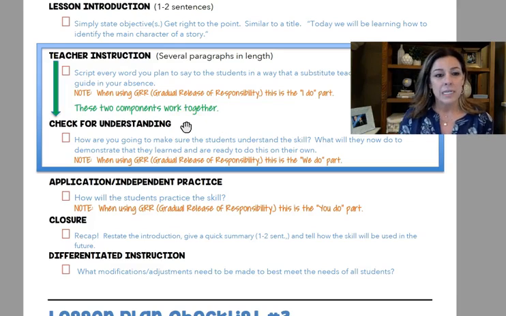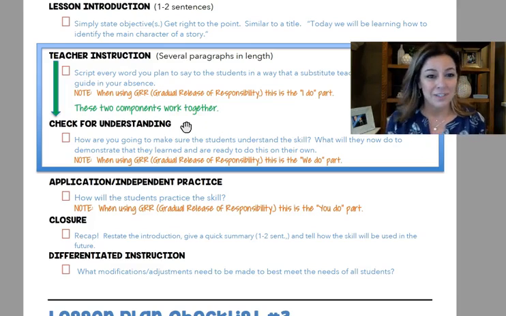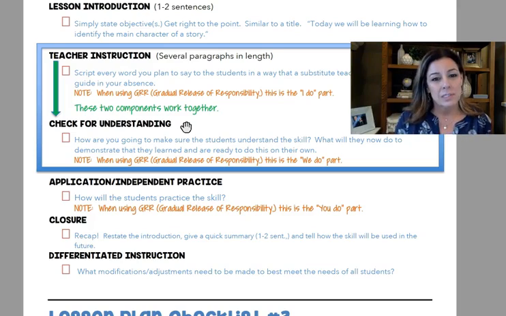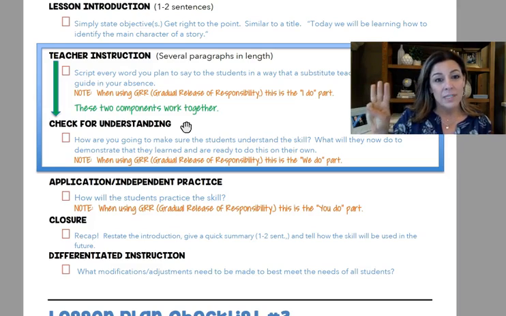So before the teacher can move on, the teacher needs to check. It's just like the title says, check for understanding. How are you going to make sure the students understand the skill? This can be done by having some kind of a check. Sometimes teachers will have some kind of a signal, and the students may put 3 fingers up if they fully understand, 2 if they think they have a general idea, and 1 if they don't understand at all.